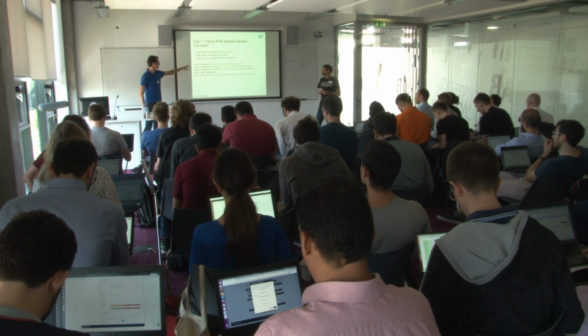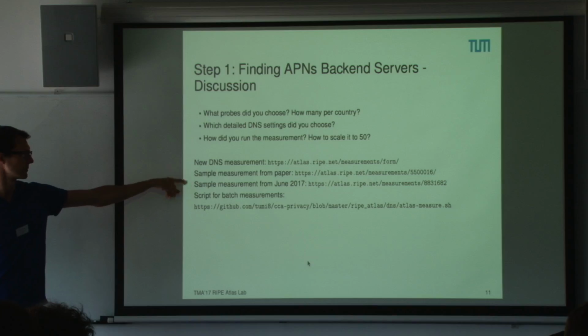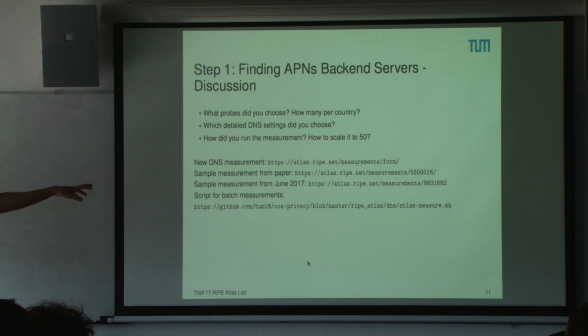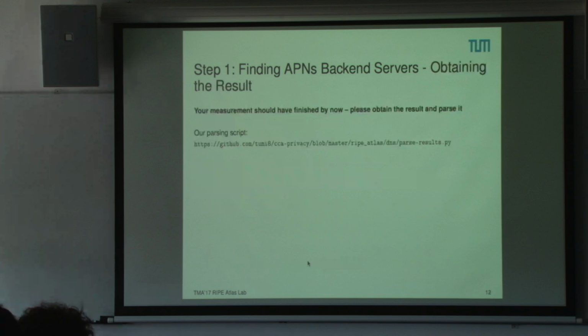In the slides I always put some measurement from the paper, some measurement I did recently, so if you couldn't do it, you can use those or the one we just used. And this is the script I used for the batch measurements, which is also just a shell script that counts to 50. And then your measurement should have finished. Why we do it this way, that we first let you figure out how to do it and then discuss it, is that the measurements will need some time and they should be finished now.